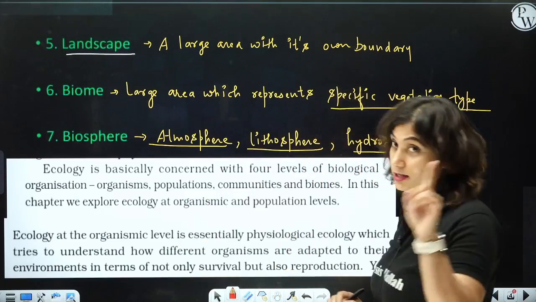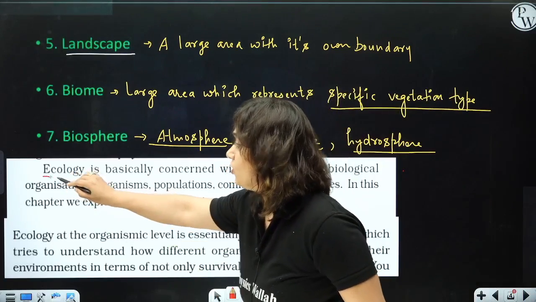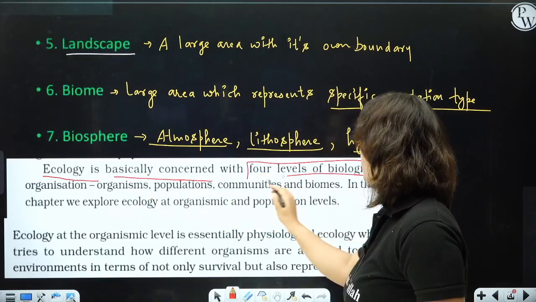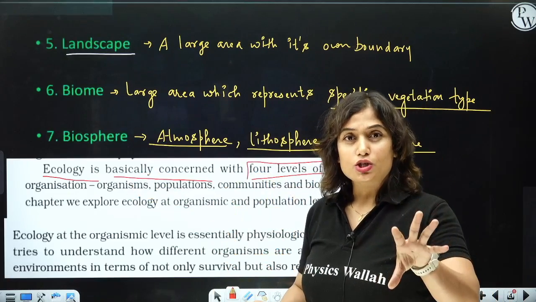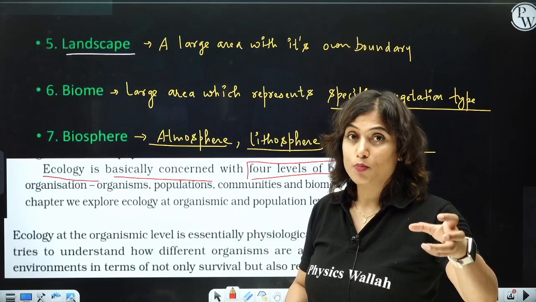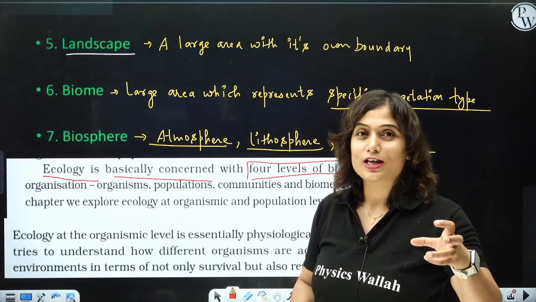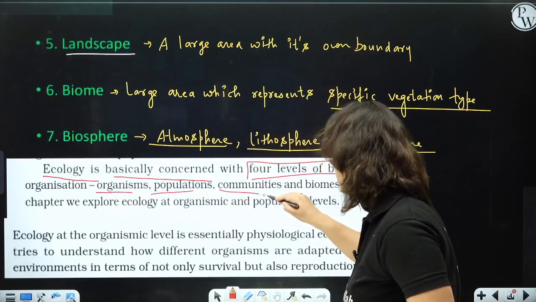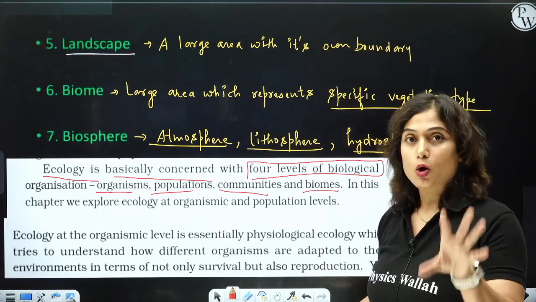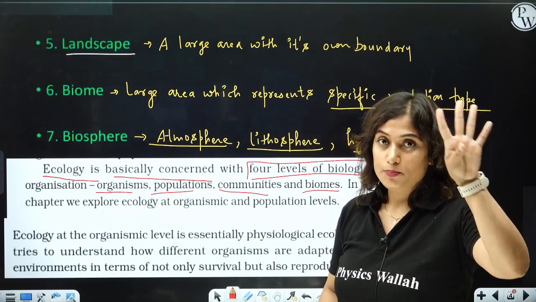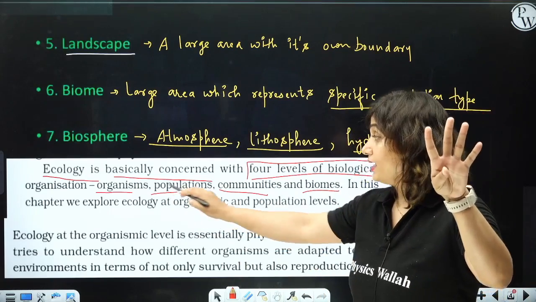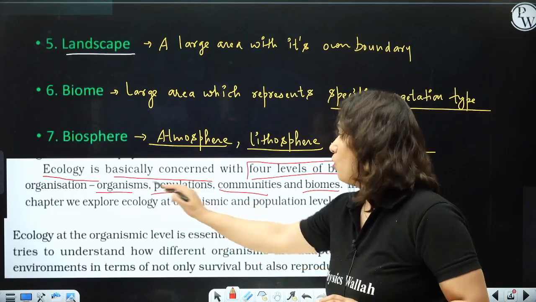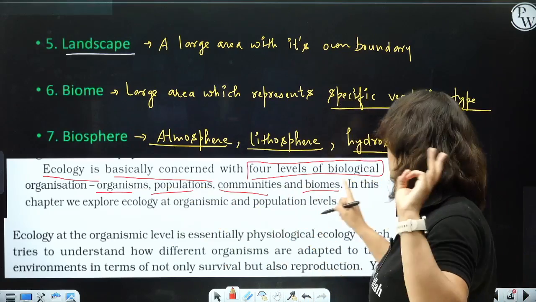But according to NCERT, the lines of NCERT are very important. Ecology is basically concerned with 4 levels of biological organization. According to NCERT, the 4 most important levels of organization are organism, population, community and biome. Just remember this, OPCB: organism, population, community and biome.